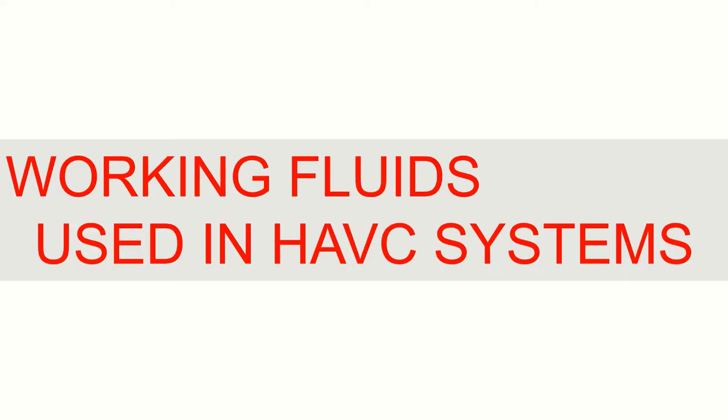Now, what is the working fluid used in HVAC system? The working fluids that we use in HVAC system, for example, in your refrigerators, your ACs, are called refrigerants. Refrigerant is a type of gas. It's a gas that we use in refrigerators, in ACs, in chillers. All right, and the common types of refrigerant that we use include refrigerant 134A. We have refrigerant 22. We have refrigerant 410. We have refrigerant 600A. And the list goes on and on.